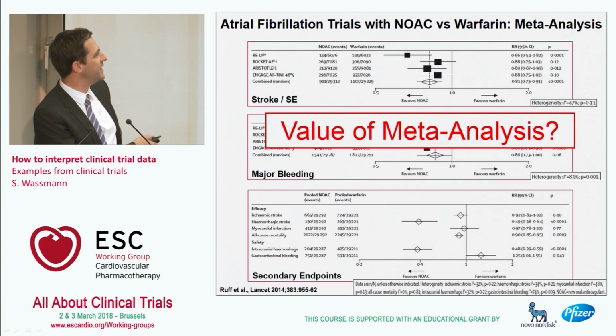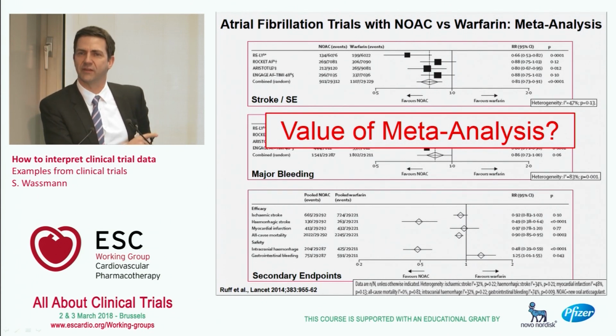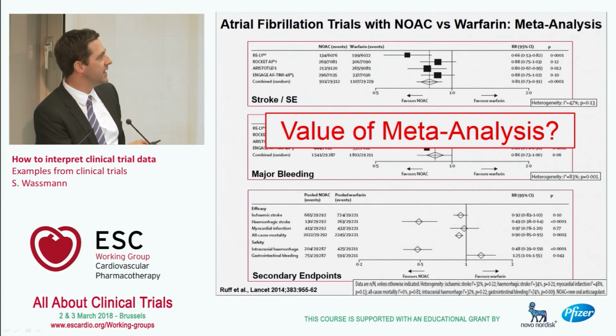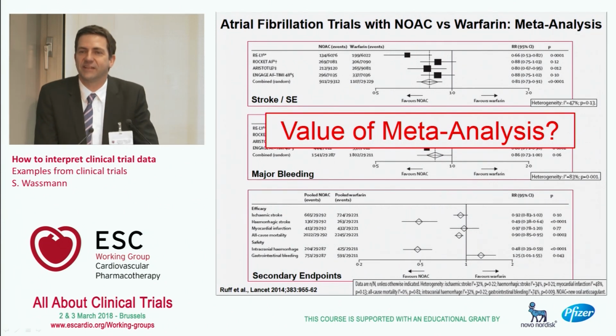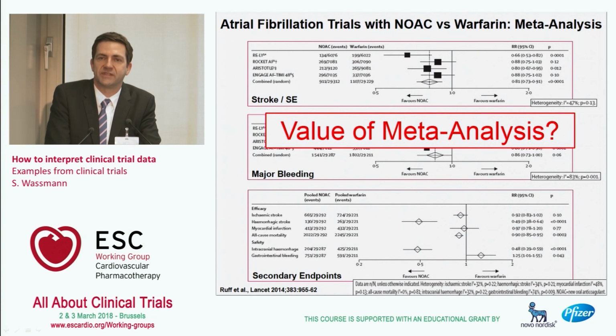When you look at bleeding, look at this. Okay, it looks completely different. Why is that? What do you think? Okay, yes. It's because of definitions of bleeding, right? So that's why it has more heterogeneity. Okay, but why can we use this? Why is it, let's say, technically okay to do this meta-analysis?